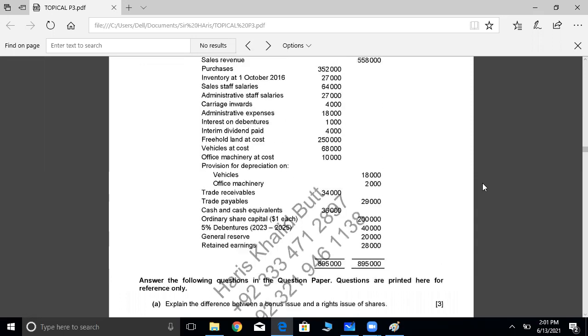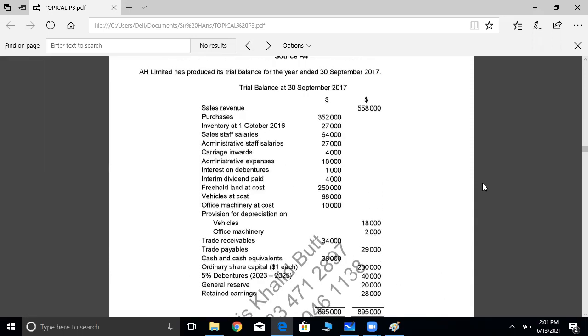So in this question, which is right in front of you, sales revenue is given as 5,58,000, then purchases, and inventory is given, which is opening inventory.